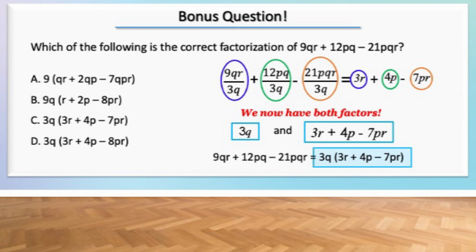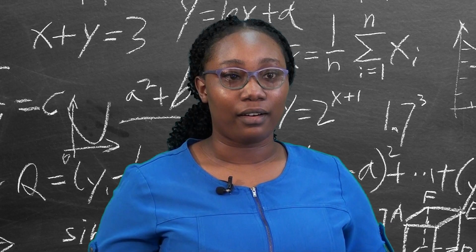9qr divided by 3q is equal to 3r, and added to that is 12qp divided by 3q, which equates to 4p, all from which we subtract 21qpr divided by 3q, which is equal to 7pr. We now have both factors, 3q and 3r plus 4p minus 7pr. This means our answer is C, 3q multiplied by 3r plus 4p minus 7pr. Awesome!